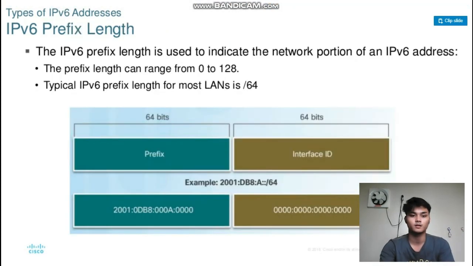We'll proceed with that. The prefix length of IPv6 is used to indicate the network portion of an IPv6 address. The prefix length can range from 0 to 128. The typical IPv6 prefix length for most LANs is /64.